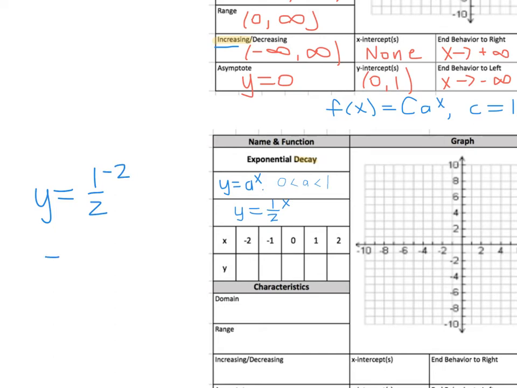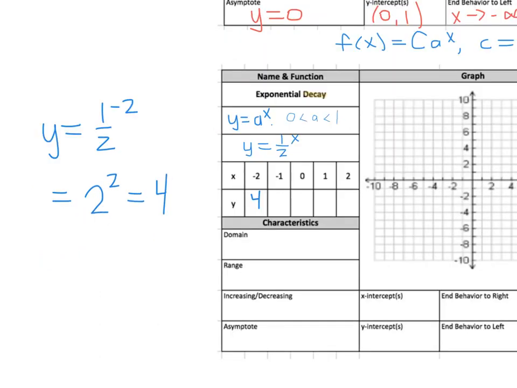So that negative means that we take the reciprocal. Well, the reciprocal of 1/2 is 2. We change the negative to a positive, and so we get 2 squared, and we get 4. Now let x equal to -1. So we get y equals 1/2 to the -1. The negative says we take a reciprocal, change the exponent to positive, so we get y equals 2.